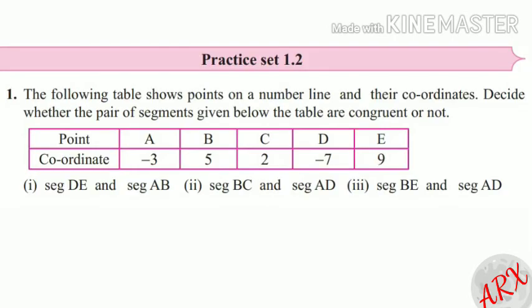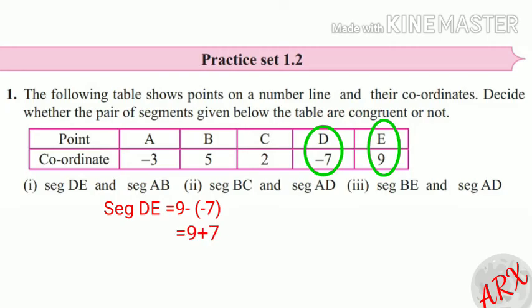Now we will start with practice set 1.2. Question number 1. The following table shows point on a number line. Decide whether the pair of a segment given below the table are congruent or not. We will take example number 1, segment DE and segment AB. For segment DE, we have to subtract large coordinate minus small coordinate. So, segment DE equal to 9 minus 7. Minus minus will become plus, and hence 9 plus 7, segment DE equal to 16.